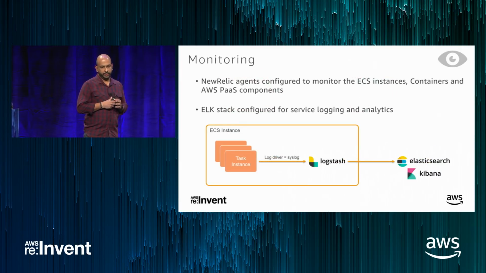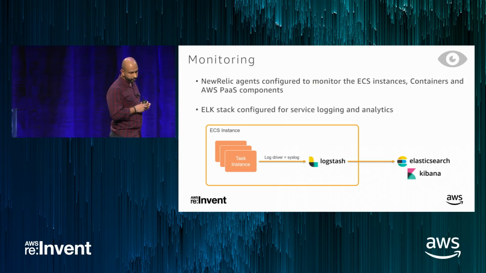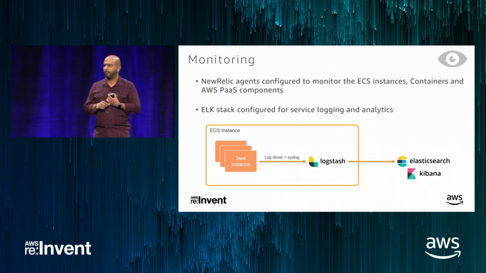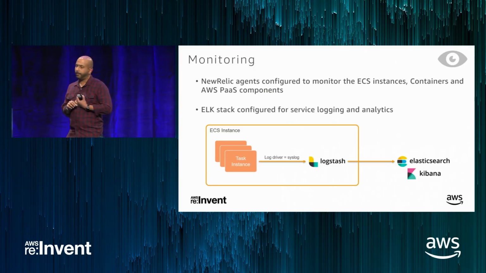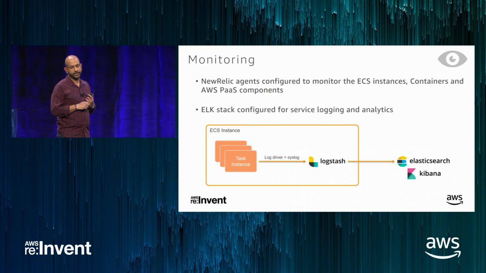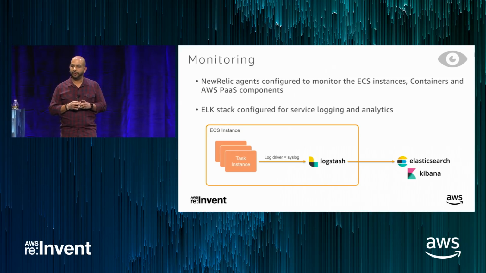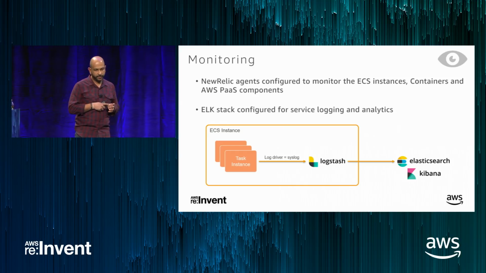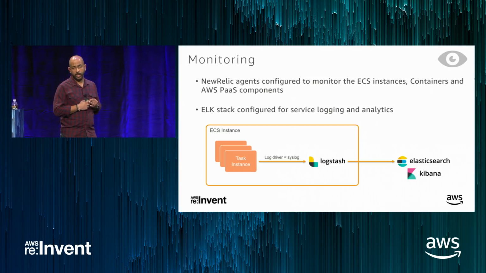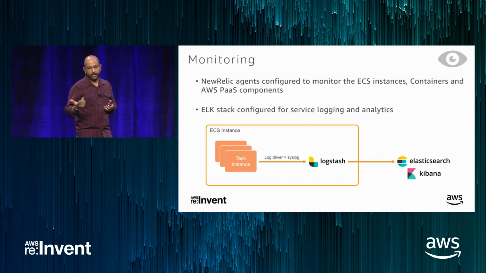Right. Okay. So next is monitoring. We use two components for monitoring of the platform. The first one is New Relic. The second is the ELK Stack, right? New Relic we use to get all the telemetry data of the EC2 instances, containers, as well as the AWS PaaS components, like SQS, ElastiCache, and all that. So we get all that telemetry data into a dashboard.